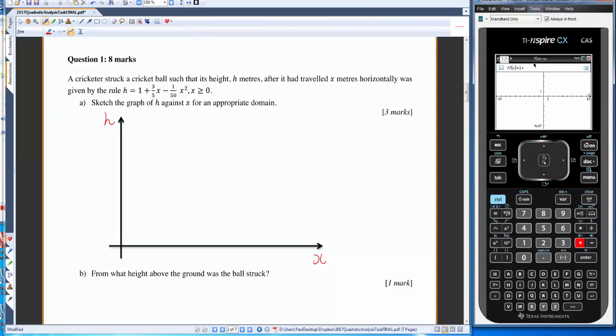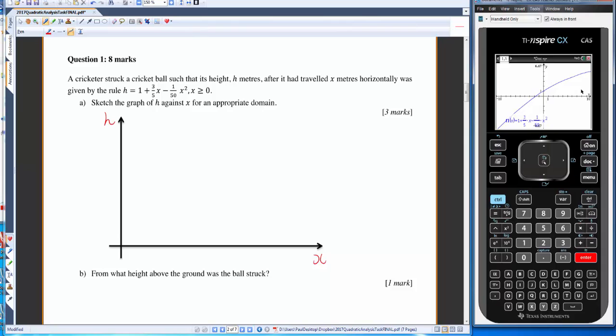1 plus 3 over 5 multiplied by x, take away 1 on 50, multiplied by x squared, when x is greater than or equal to 0. Now, we're not going to worry about restricting the domain on the calculator. All we're going to do is make sure that we restrict it on the Cartesian plane when we sketch it. So there it is.